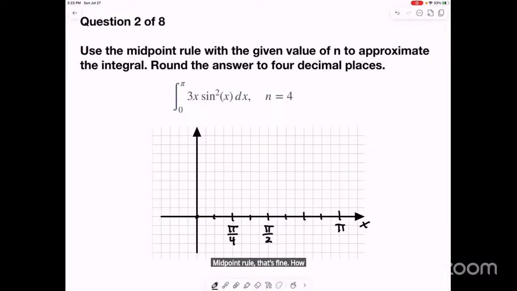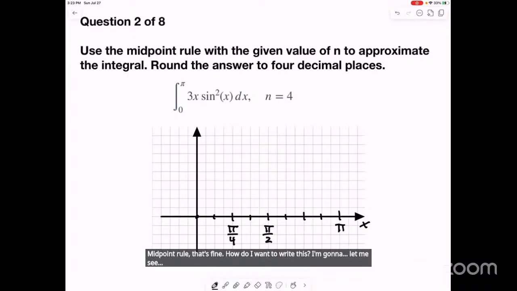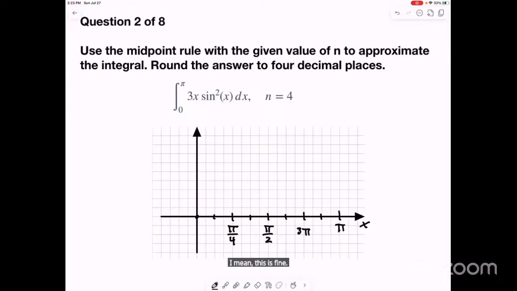How do I want to write this? So it's basically 8, right? I'm going to change it up a bit. I mean, this is fine. 3 pi over 4, right? 1, 2, 3, 4. Okay.